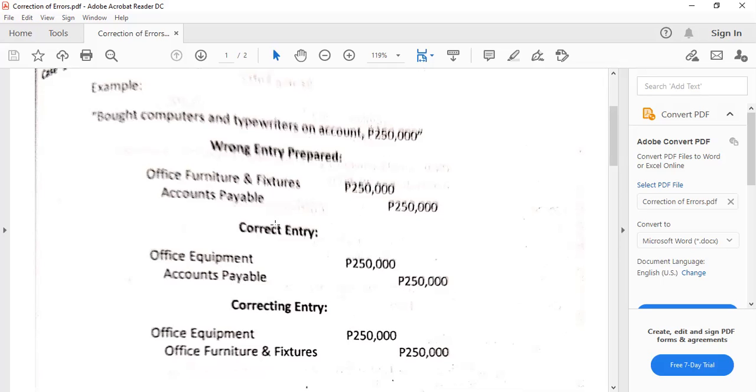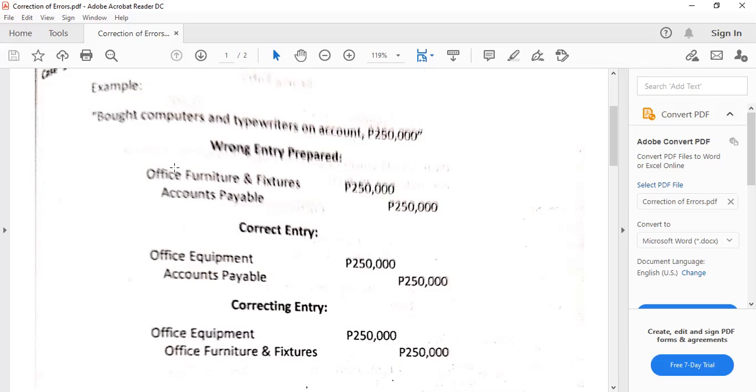Assuming that the company accountant or whoever is in charge recorded the said transaction like this: debit office furniture and fixtures 250,000 and credit accounts payable. Now, if we compare the wrong entry and the correct entry, we can notice that the credit side is the same. So this is a correct account title. The debit side, if we compare, is different. So this is the correct one and this is the wrong one.